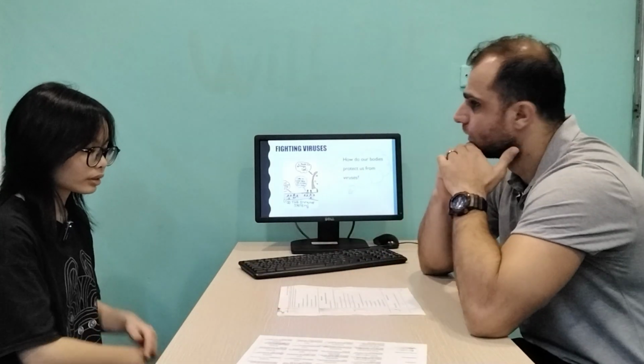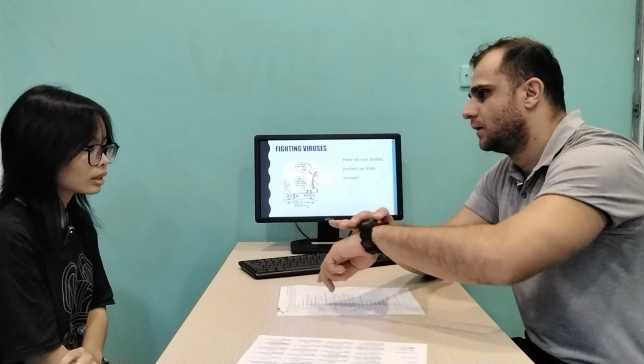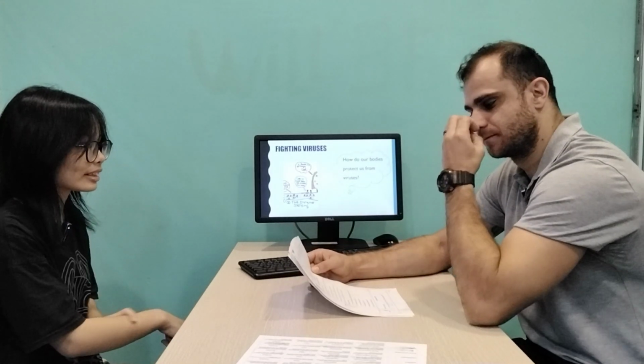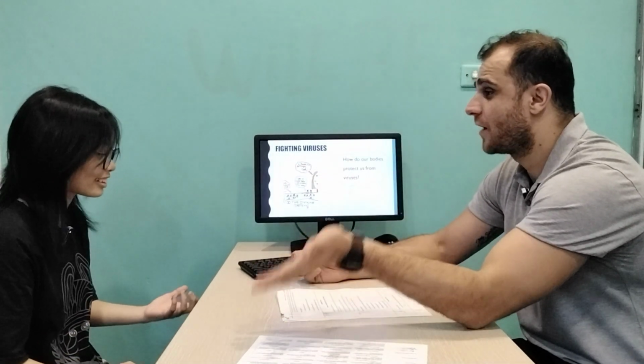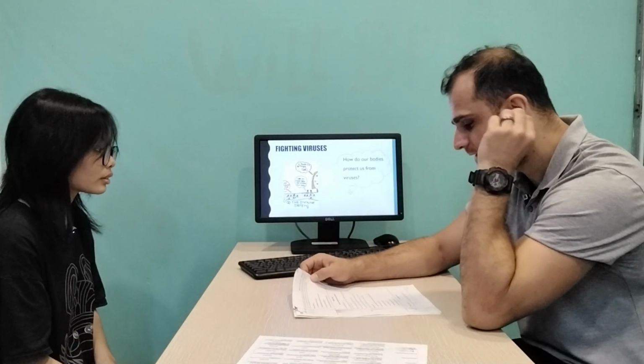What does your skin do to help you? What does your skin do? Well, let's say a virus gets on my skin. So first, the top layer of the skin is dead cells, so it is dead. And the virus needs living. They need life to infect. Very good. That's correct.